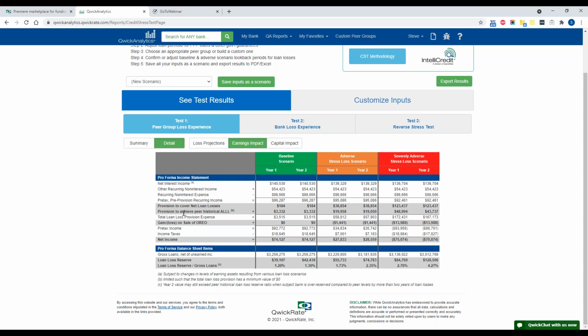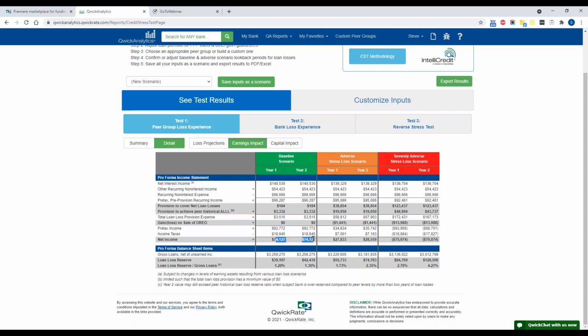We also then take into account any gain or loss on sale of OREO. So we look to your peers, we saw what levels of losses they saw during the last credit cycle, and we apply it to your OREO, to your balance sheet, and we project what losses you might see there. And we get pre-tax income. We tax it appropriately based upon your tax rates, or if you want to modify your tax rates, you can do that. And then we get projected net income in year 1 and year 2.